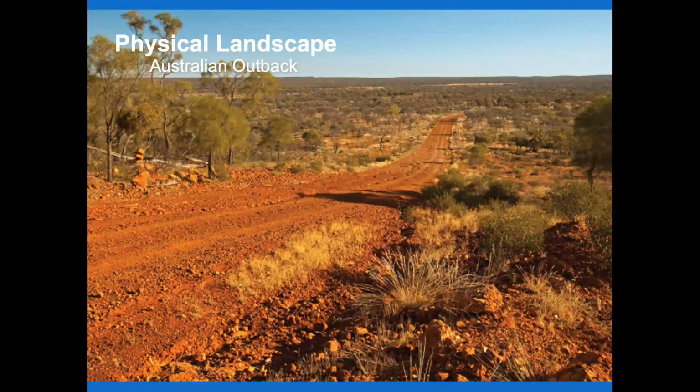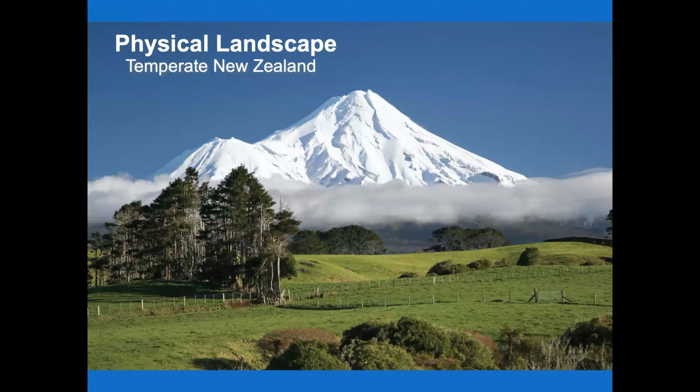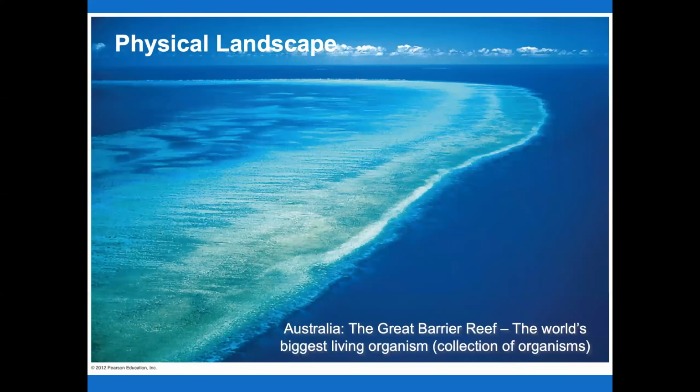If you think about the physical landscape, you can think of the outback in Australia. Very dry, as mentioned earlier. About 50 to 75% of Australia is either semi-arid or arid. If you get to New Zealand, it's a bit more temperate, so you do have landscapes that are covered in snow. It is more forested, it is more subject to seasonal change the further you are from the equator. And of course, you have the Great Barrier Reef, which is the world's biggest living collection of organisms.